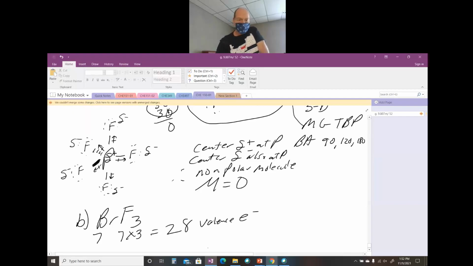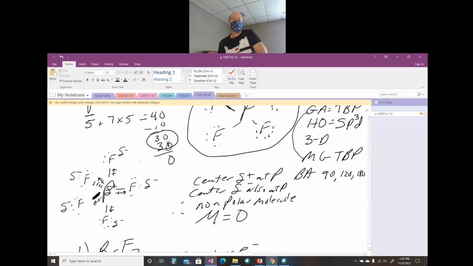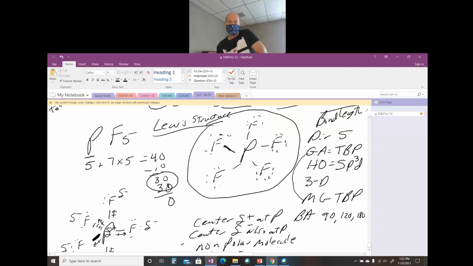The reason why there are no formal charges up here when we did our PF5 is fluorine was supposed to bring in 7, and each one of these fluorines brought in 7, and so there is no charge for the fluorines. The phosphorus was supposed to bring in 5. The phosphorus brought in 5 electrons, and so that is why phosphorus is also neutral.